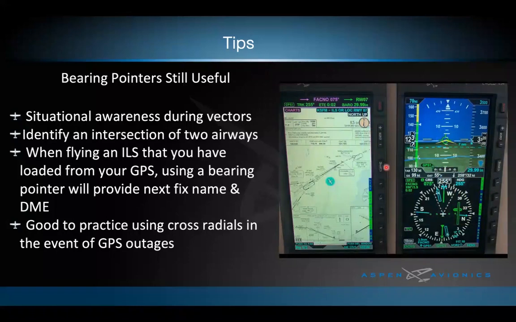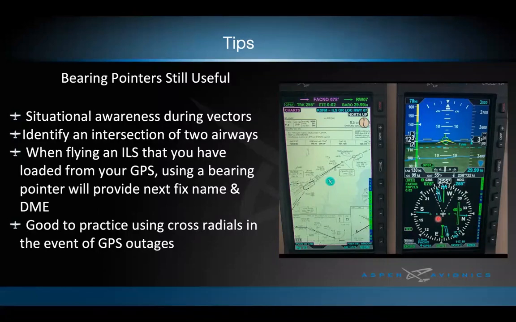Okay, I alluded to this earlier: bearing pointers are still useful. We make the joke about being children of the magenta line, but bearing pointers are still very, very important, especially for maintaining your SA when you're being vectored. Controllers are human too. I bust on the controllers in SoCal a lot because, when I was flying helicopters there, we were the stepchildren of Southern California, and they tend to forget about us. So, like I said, we had FLIR, but we were also using our bearing needles to make sure we knew where we were at all times.